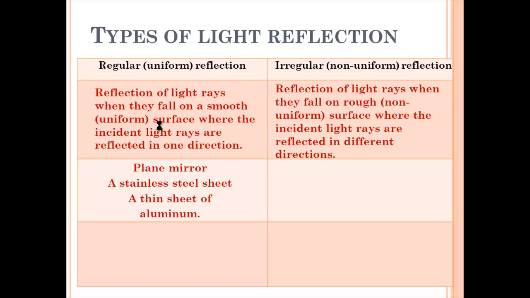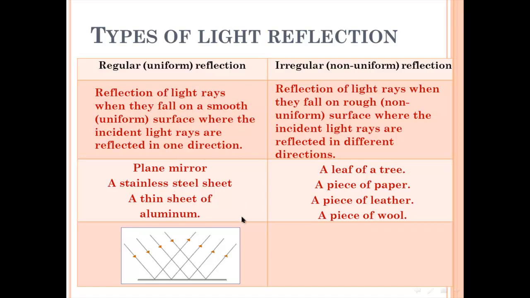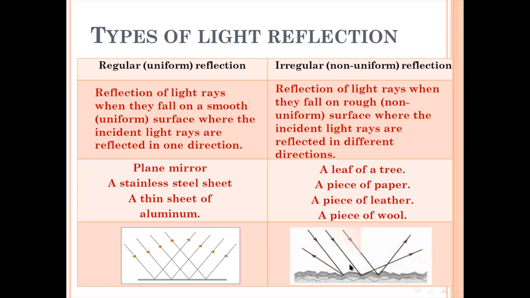Examples of a uniform or smooth surface: a plain mirror, a stainless steel sheet, a thin sheet of aluminum. Examples of an irregular or rough surface: a leaf of a tree, a piece of paper, a piece of leather, a piece of wool. In regular reflection, all light rays are reflected in one direction. But in irregular reflection, the light rays are reflected in different directions.